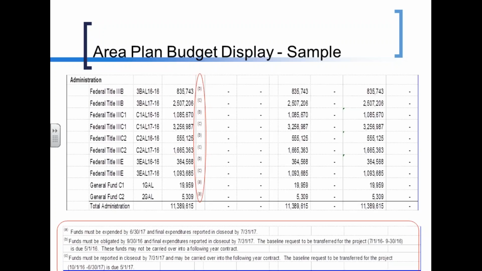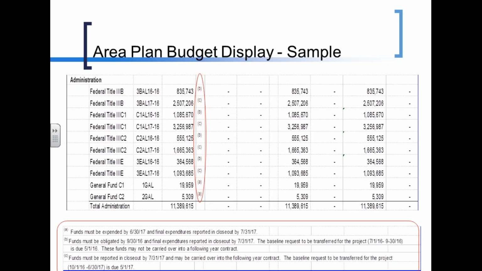The next footnote, which is the B footnote, which if you look at this display, it's the first line item up there. For example, the Title 3B, but it's also related to C1 and all the other funding as you look through that list. So those funds must be obligated by September 30th of, for example, in this contract, 2016. And final expenditures will be reported at the closeout, which is due again July 31st.